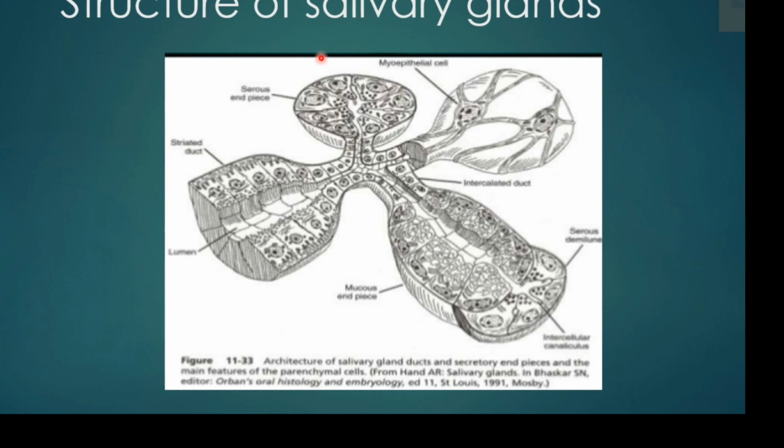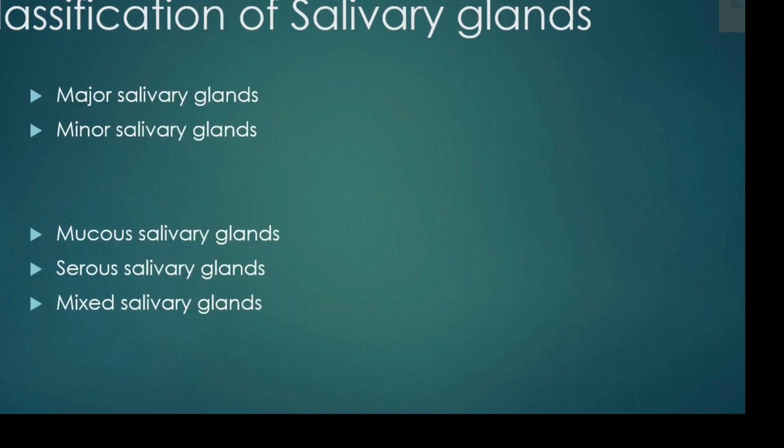So, the structure of the salivary gland: you can see in this diagram that the salivary gland consists of the end bulbs of the secretory units. These secretory units may be serous end bulbs or mucous end bulbs, and their secretions drain via smaller ducts into larger ducts.